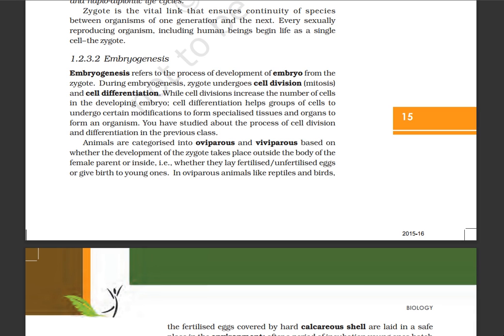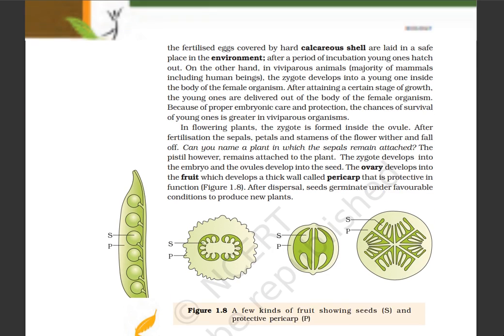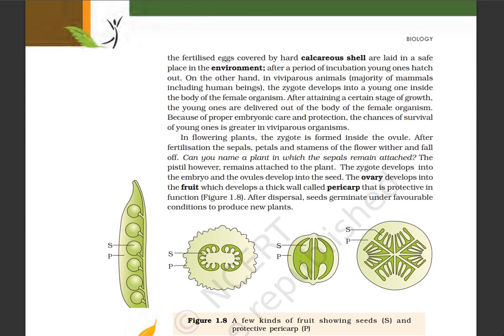In oviparous animals like reptiles and birds, the fertilized eggs covered by hard calcareous shell are laid in a safe place in the environment. After a period of incubation, young ones hatch out. On the other hand, in viviparous animals, the majority of mammals including human beings, the zygote develops into a young one inside the body of the female organism. After attaining a certain stage of growth, the young ones are delivered out of the body of the female organism.